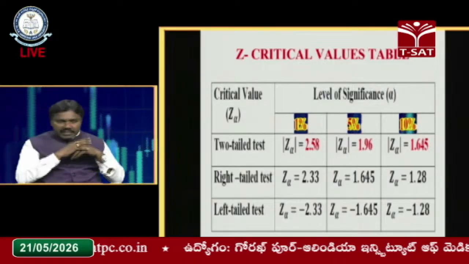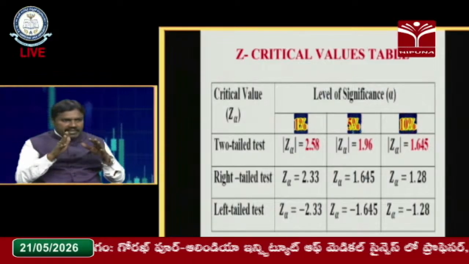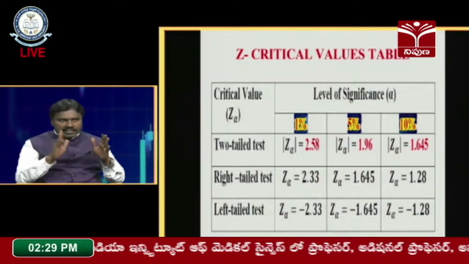Okay, so the level of significance. Already, what is the level of significance? The rejection regions. What is the rejection region?